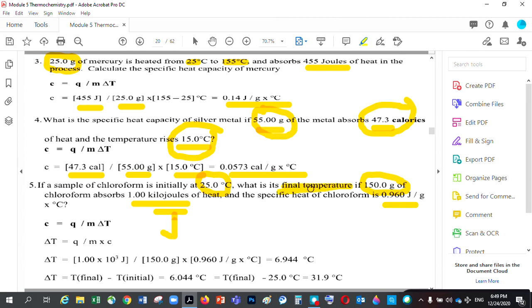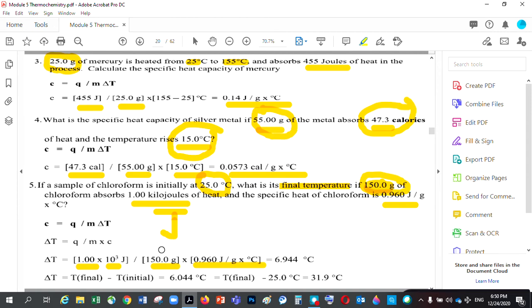We are looking for the final temperature. So set up everything as usual. We are looking for delta T now. Delta T is Q divided by MC. We converted Q into joules, multiplied by 1000, correct? Divided by the mass, which is here, and the mass multiplied by the specific heat, which is here, correct? So you divide the Q over the product of the mass and the specific heat to get delta T. Delta T is T final minus T initial, correct?